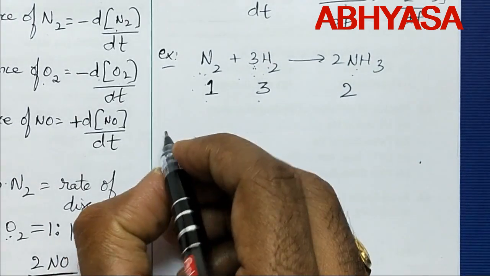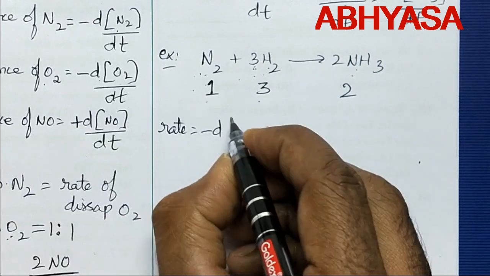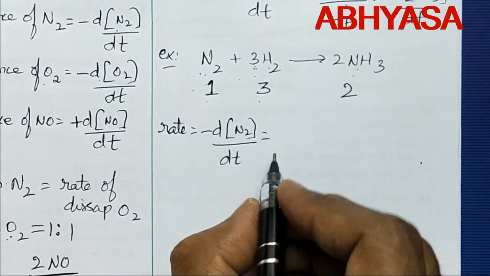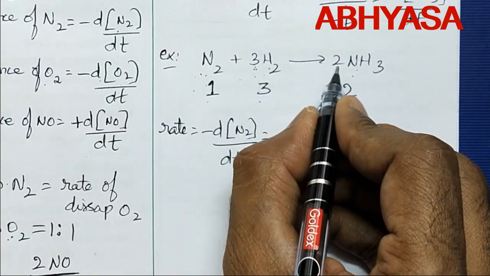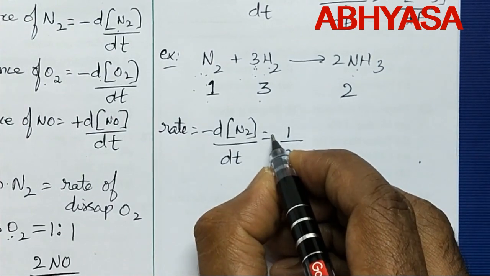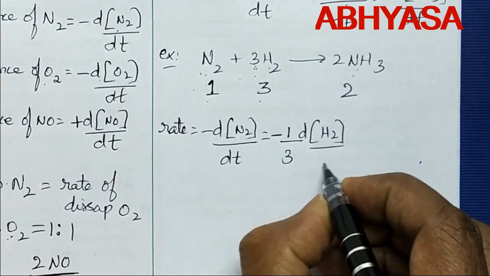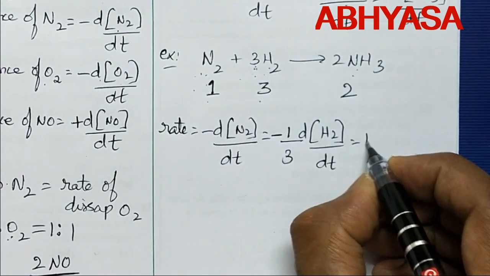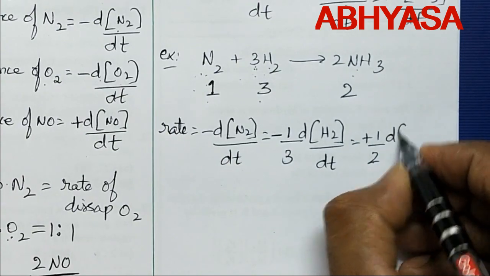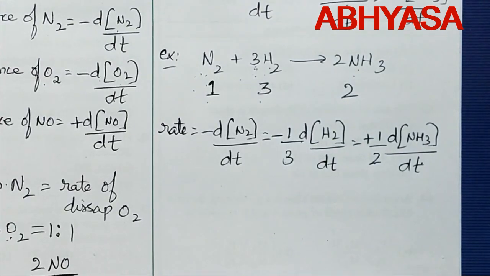So to make it very simple, rate is equal to minus dN2 by dt. Then whatever is the number of moles, make that one as 1 upon number of moles. Means minus 1 by 3 dH2 by dt, which is equal to plus 1 upon number of moles, that is 2, 1 by 2 dNH3 by dt. Isn't it?